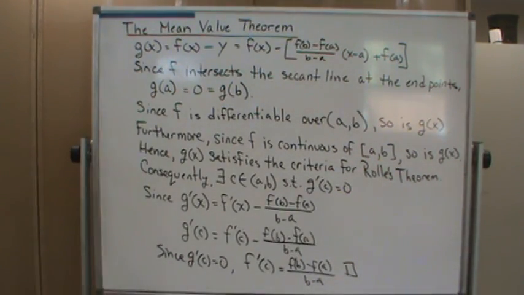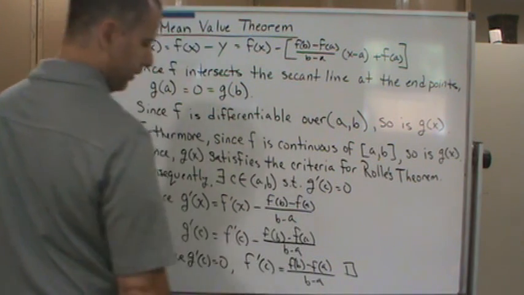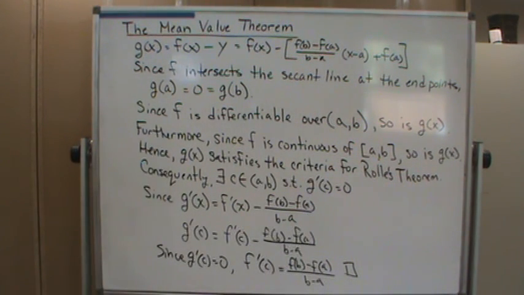End of proof. So we just showed that there exists a c in the open interval (a, b) such that f prime of c is equal to the slope of the secant line that connects the endpoints. And that is the proof of the mean value theorem.